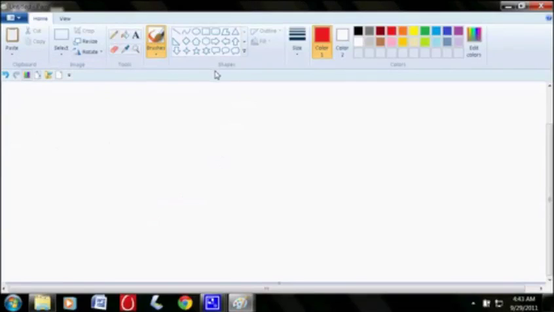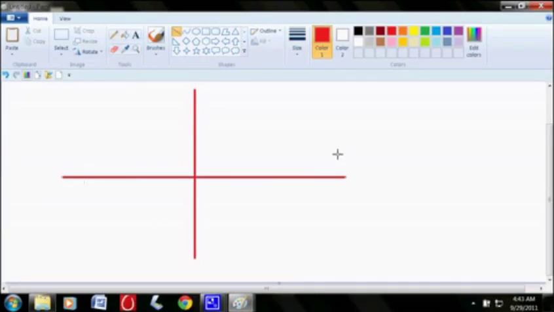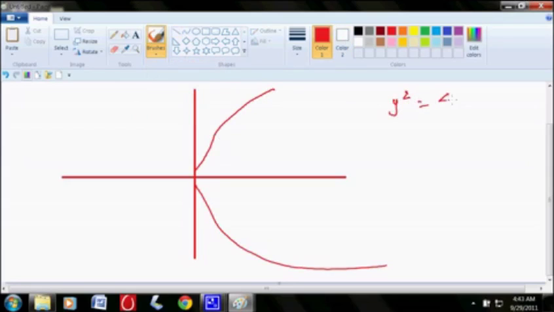So basically, there are four kinds of parabolas. The one that we discuss now is a parabola that opens to the right side, and its equation is y square is 4ax.